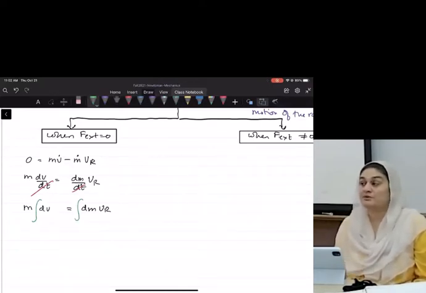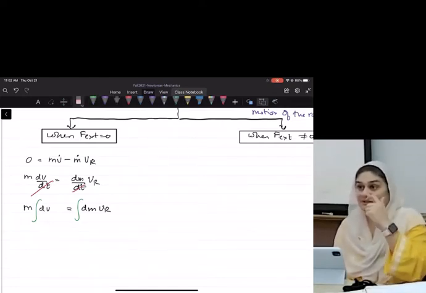The reason why it's important to recognize that v_r is just a number is because if it wasn't, we would have to move it to the other side and integrate it as well, but we can't.